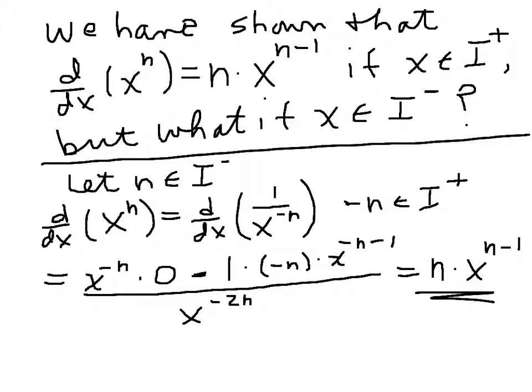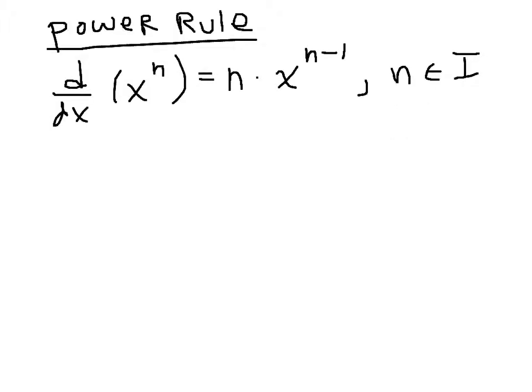So what that tells us is that the power rule works for all integers. So we see now that we can extend the power rule and write that the derivative with respect to x of x to the n is going to be n times x to the n minus 1, and that'll be true for any integer, not just positive integers.